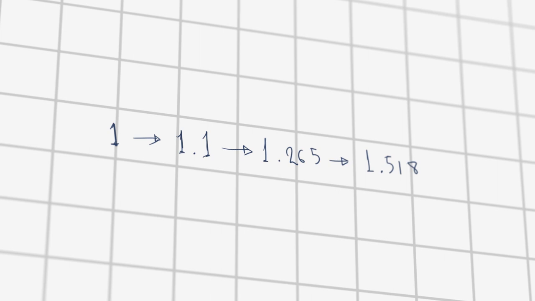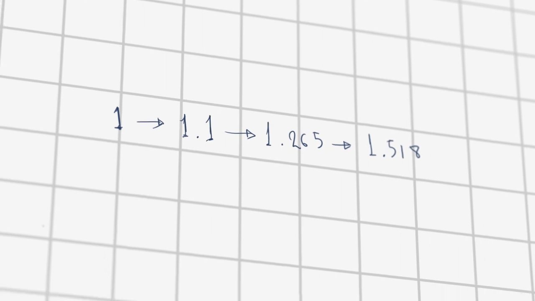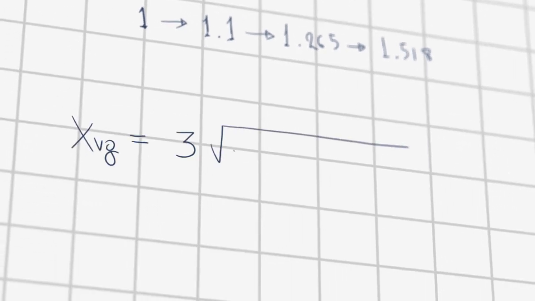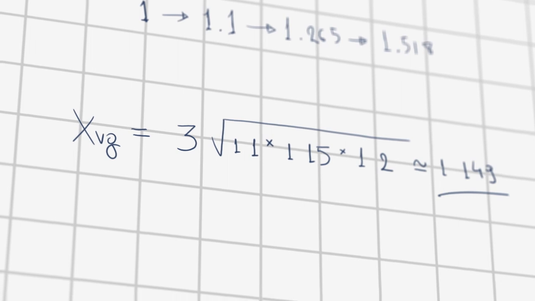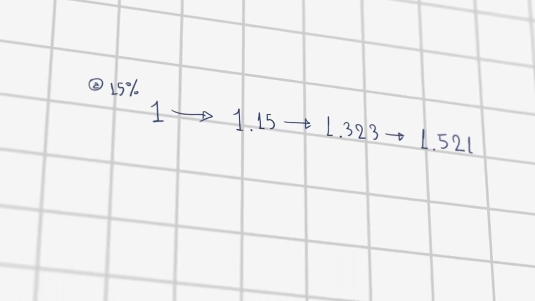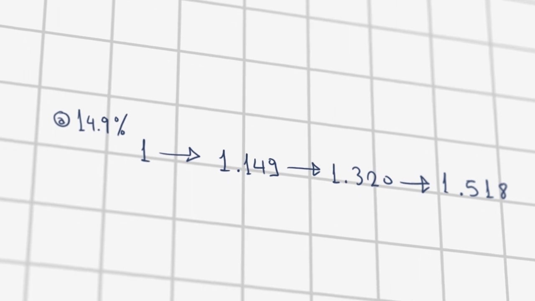The calculation of the arithmetic mean of performance is 15%, while the calculation of the geometric mean is 14.9%. That is, the arithmetic mean overestimates the final result. Applying 15% for 3 years, applying 14.9% for 3 years.